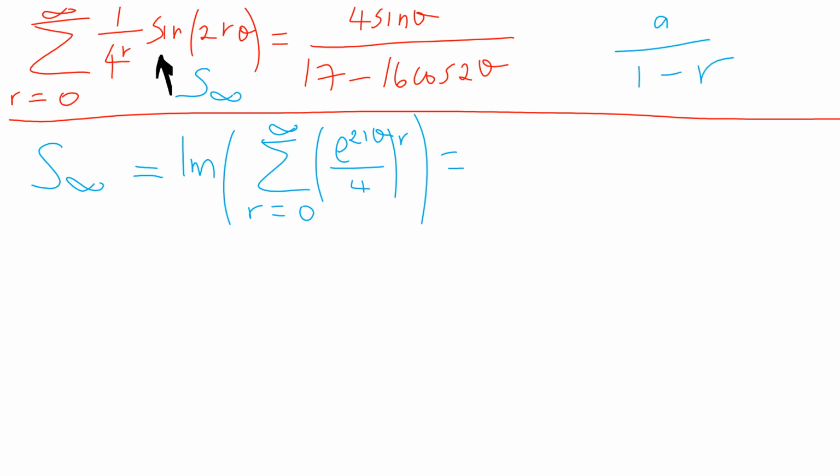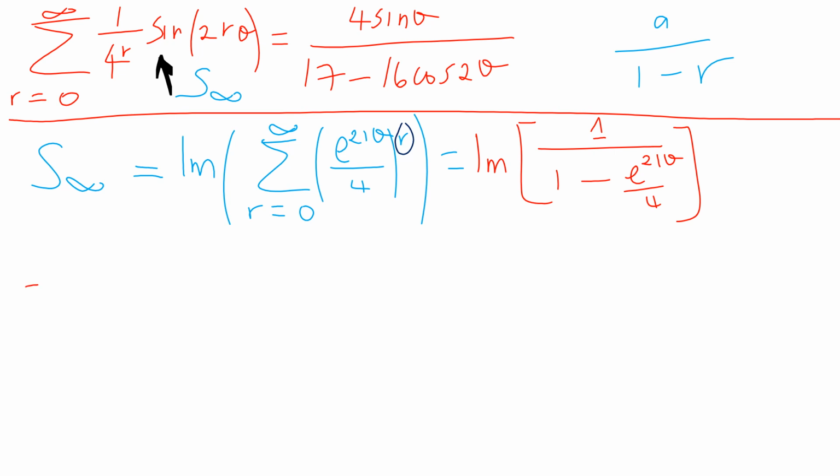Your a is gotten by replacing r with 0. If I replace this r with 0, the first term is going to give me 1. So I have a, but we forgot about the imaginary part. We need to find that imaginary part. So we need to write the imaginary part of: the first term is 1 divided by 1 minus the common ratio, which was e to the 2i theta divided by 4. That was the common ratio.